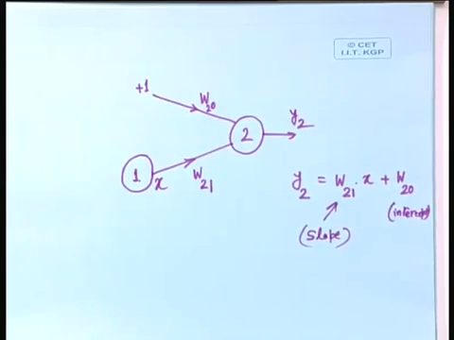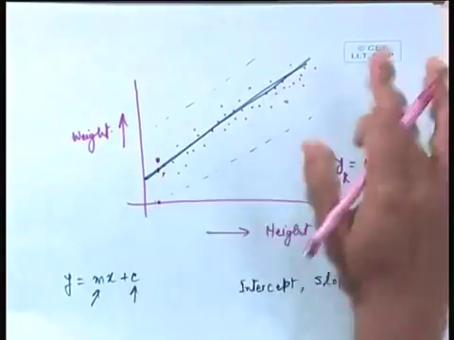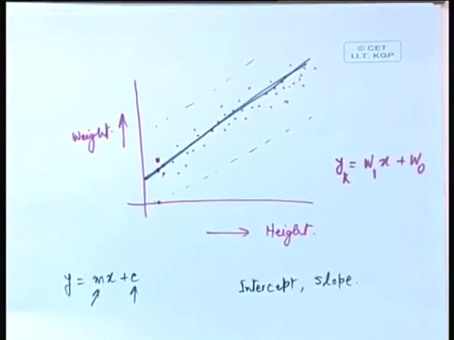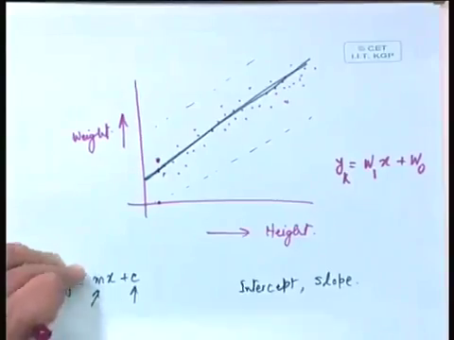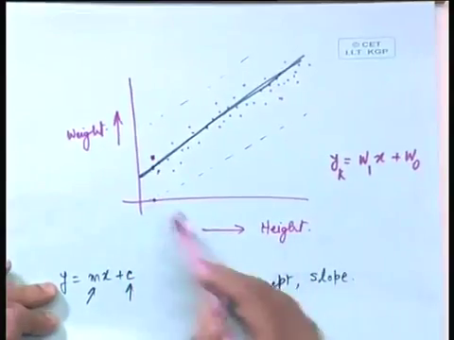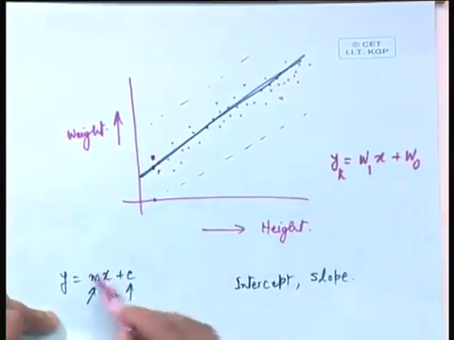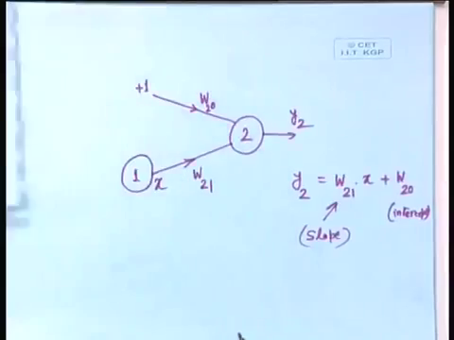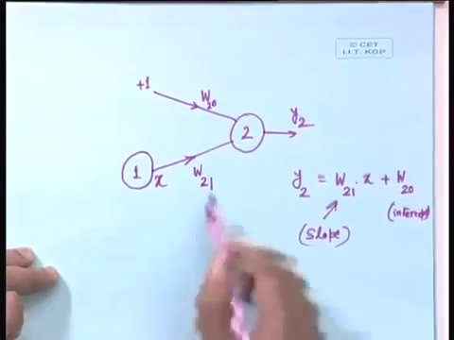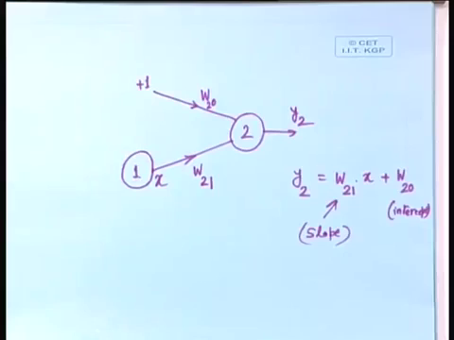So fitting a straight line to this set of data means modeling it with a neural network, because after all, just like the way to fit a straight line we have to make a good choice of m and c, very similarly we need to have a good choice of W21 and W20. If we can make a good choice of W21 and W20, then the job is done.